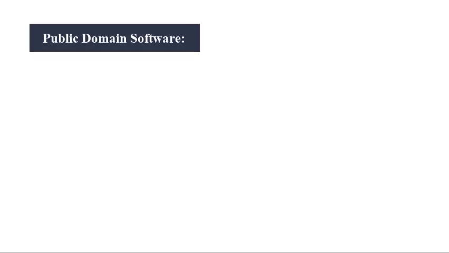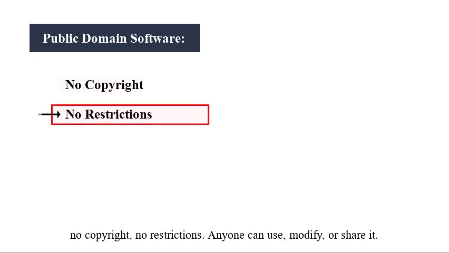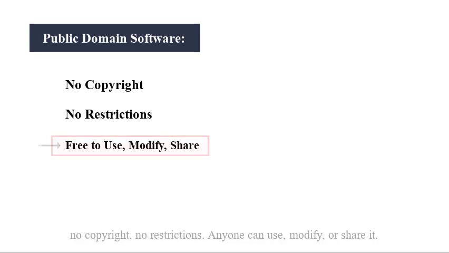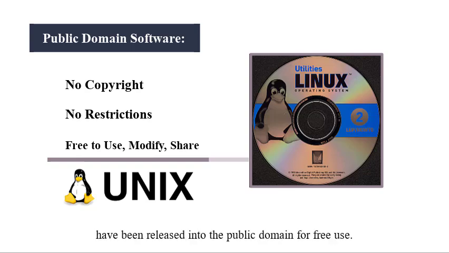Public domain software. This is the most open form of software. No copyright, no restrictions. Anyone can use, modify, or share it. Some old versions of software, like the original Unix, have been released into the public domain for free use.